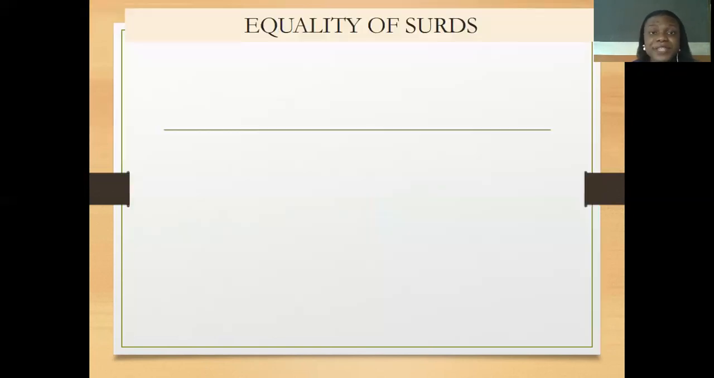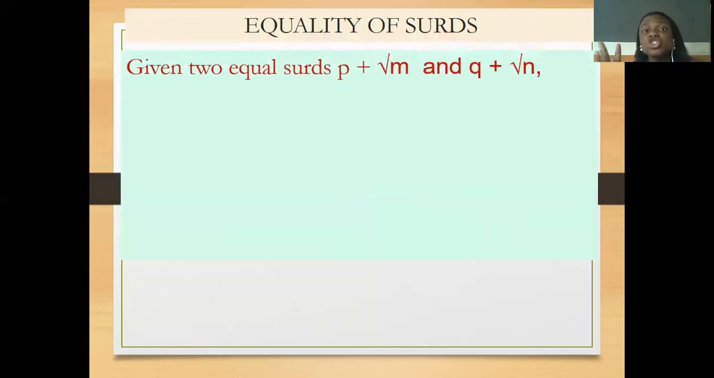Now let's move to something else. Now let's move to equality of surds. Now, two surds are equal if and only if what? So let's look at that. Given two surds, P plus root M and Q plus root N, I will say that these two surds are equal. We are assuming that they are equal surds. So let's see the conditions that will make them equal.